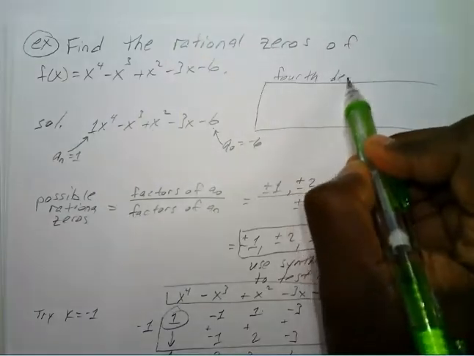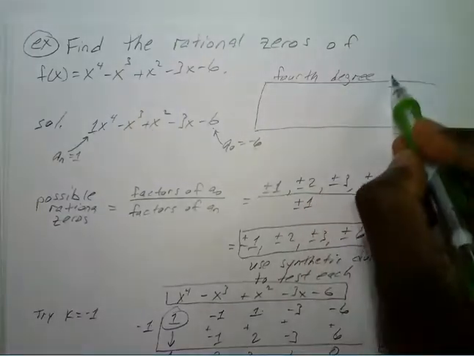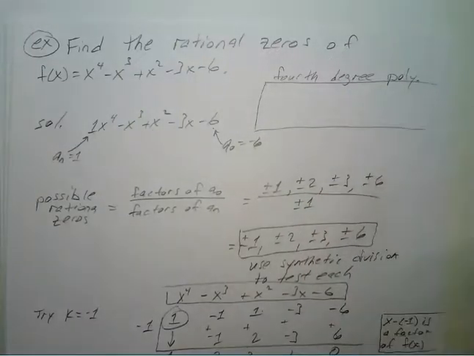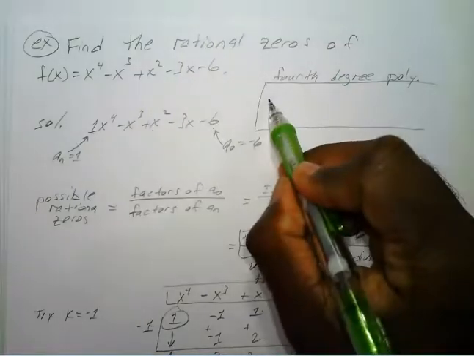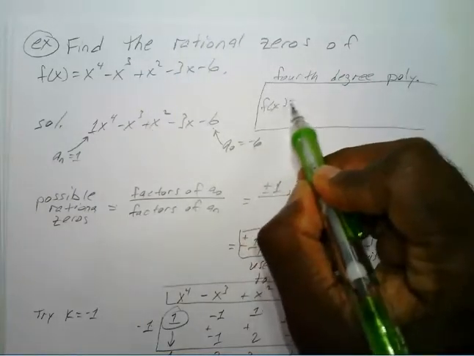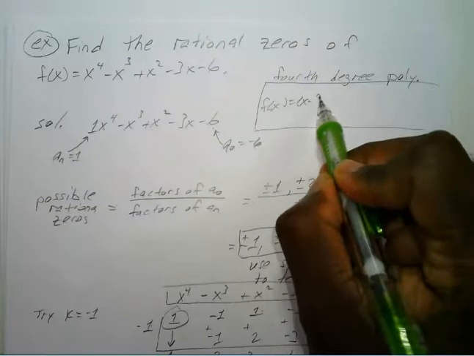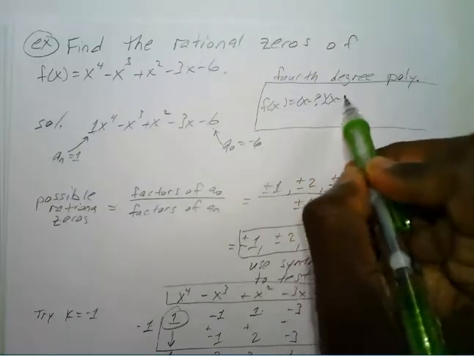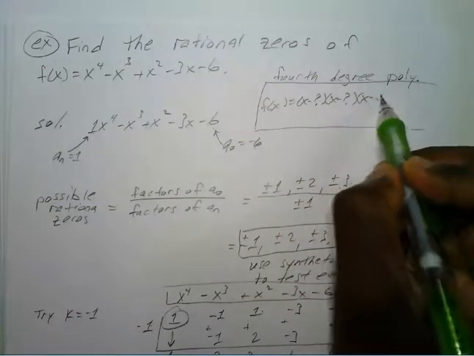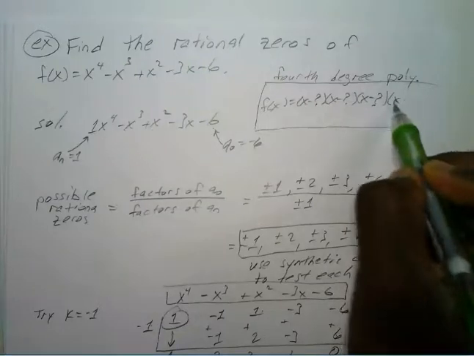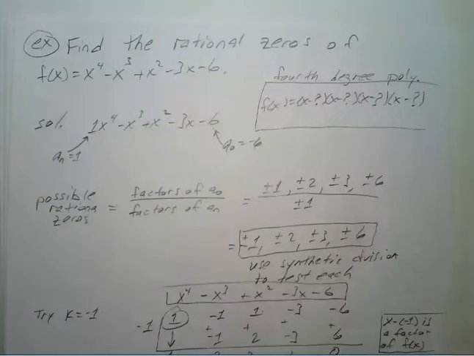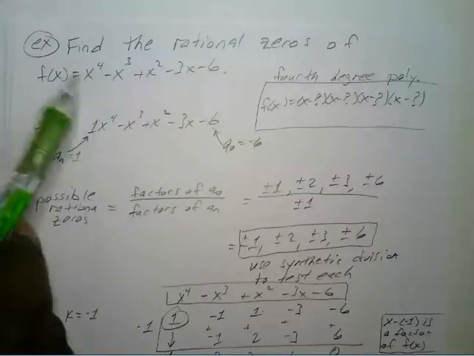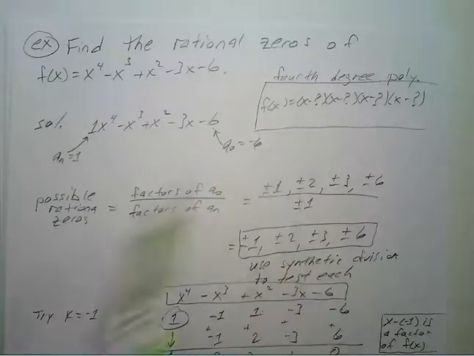Fourth degree polynomial, we're going to start off with f of x equals x minus something times x minus something times x minus something times x minus something. Because in order for us to find out the zeros, we have to factor this and then set each factor to 0.